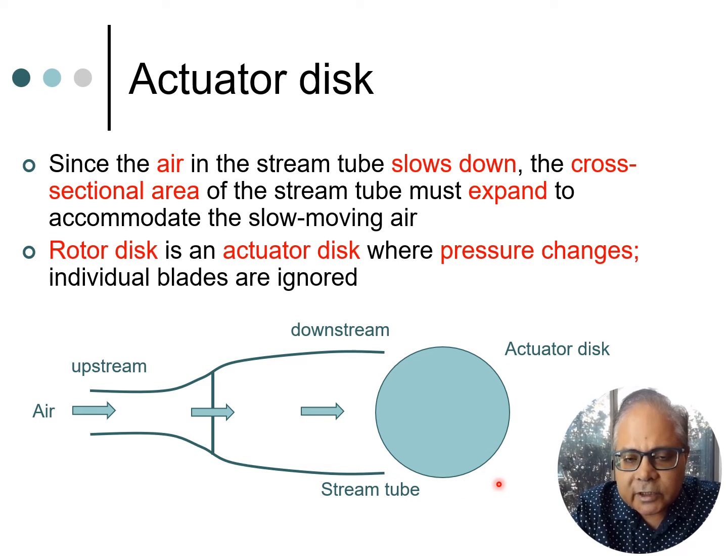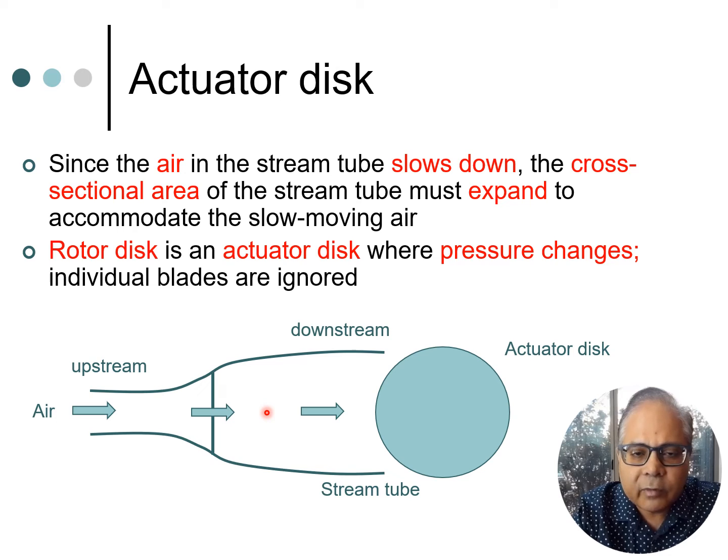So now let's further develop this concept. We have the concept of the so-called actuator disk, and essentially what will happen is that the air will come in from upstream, and then it's going to slow down and then pass through this rotor disk. Since this air is slowing down, the stream tube must expand so that it can accommodate the slow moving air.